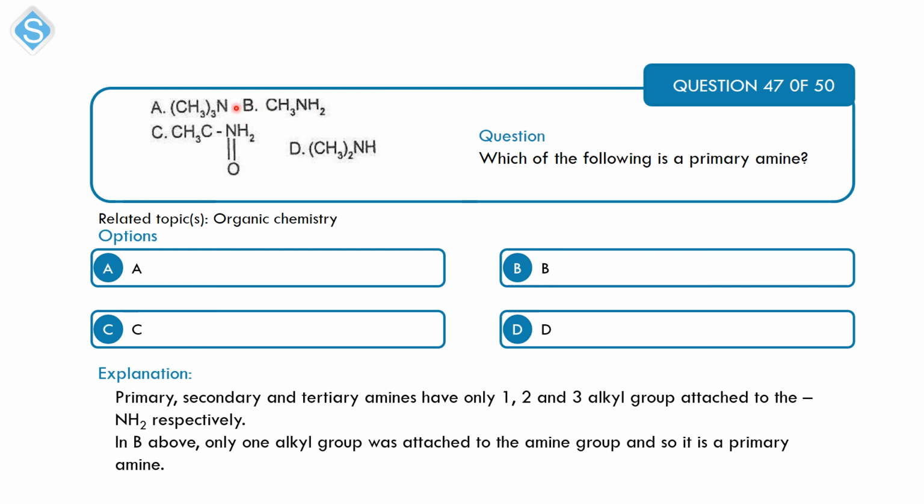Now if you look here in option B, you have only one alkyl group. This is your methyl. Only one alkyl group is attached to that NH2, so that makes this a primary amine. That is option B. In option D, you have 2 of this alkyl group, and the same thing here. So this is not even an amine because this is not NH2, it is just NH. All right, so B is the correct option. You have one alkyl group attached to that amine. That's a primary amine. Option B.